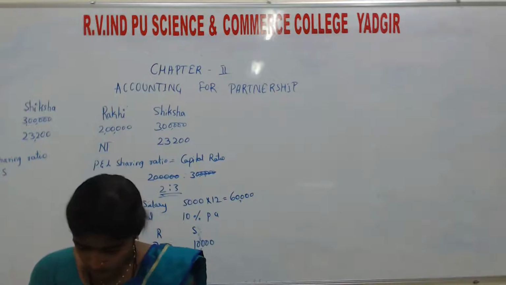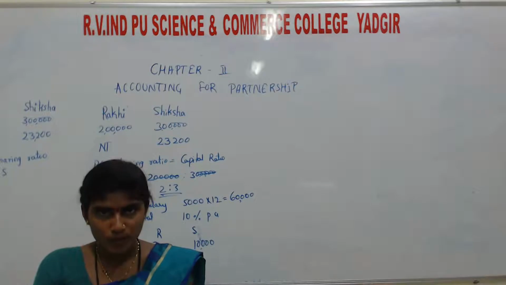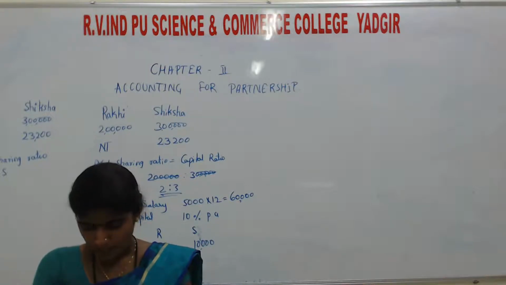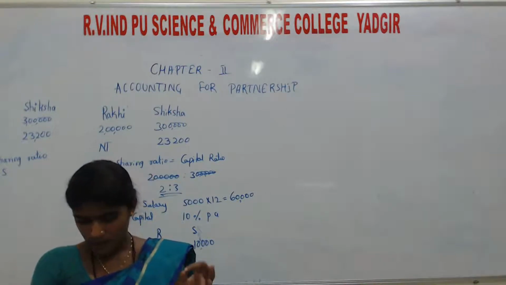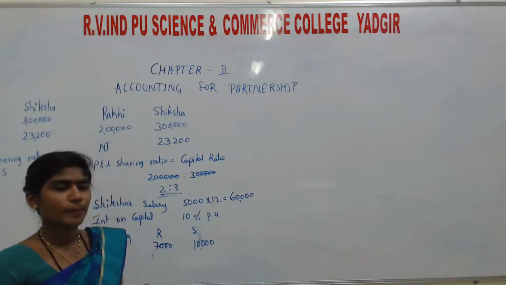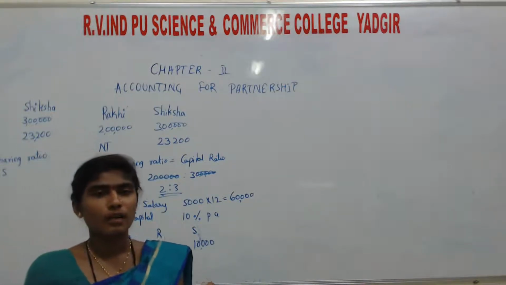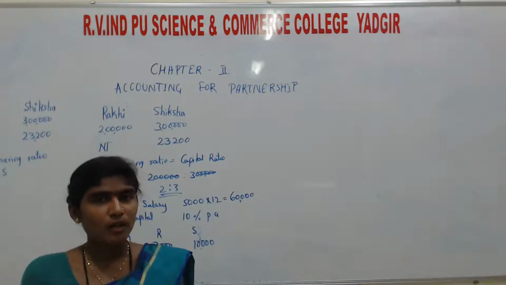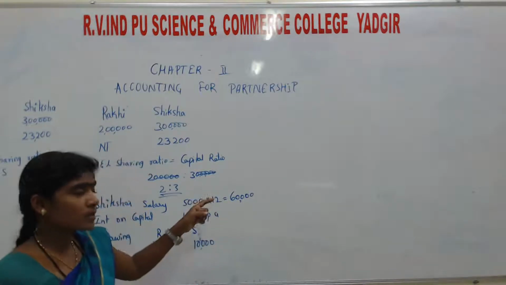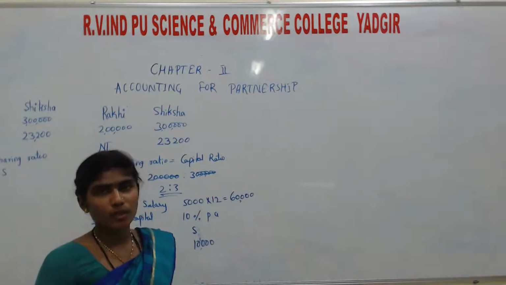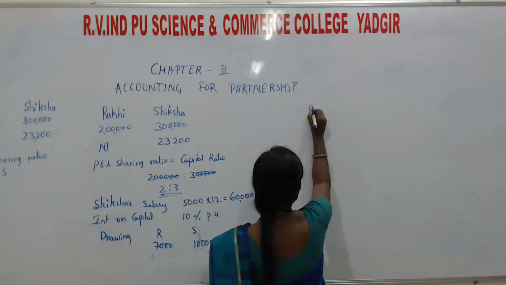And lastly, you are required to prepare the profit and loss appropriation account and partners' capital accounts. Here we have to prepare the profit and loss appropriation account and also the partners' capital account. I'll show the profit and loss appropriation account first. Okay. I'll solve it here.